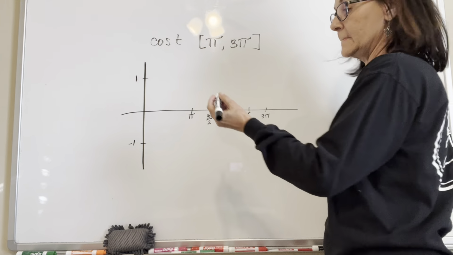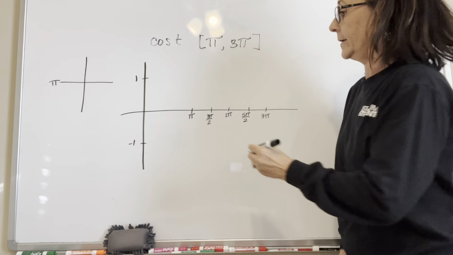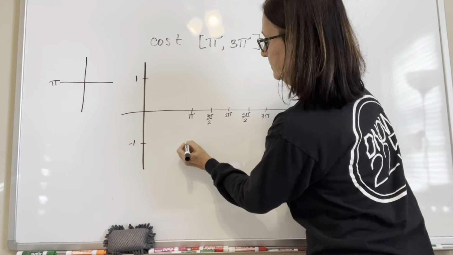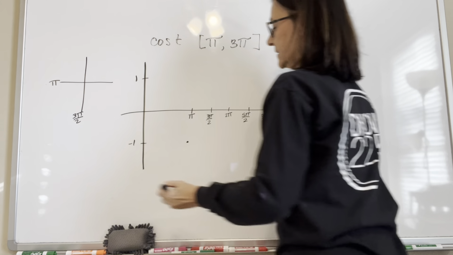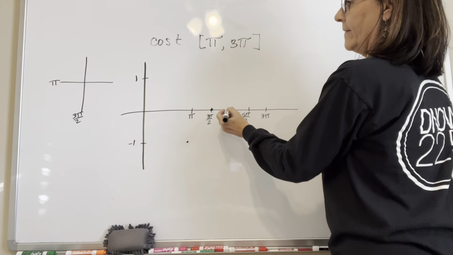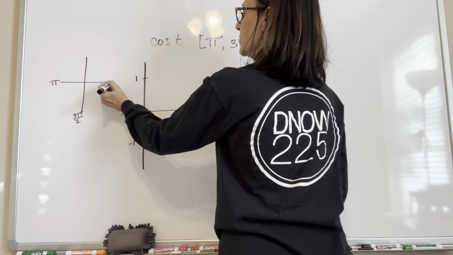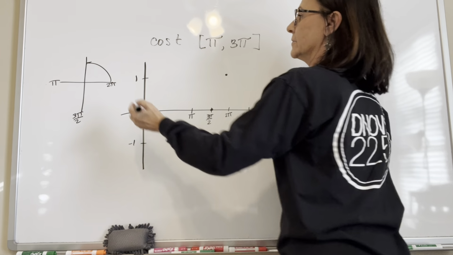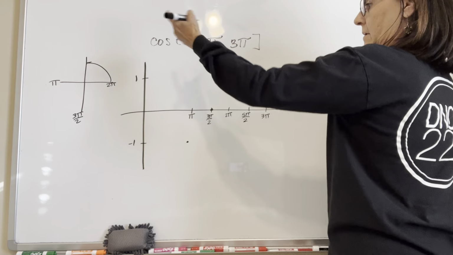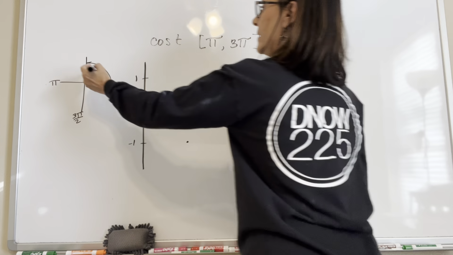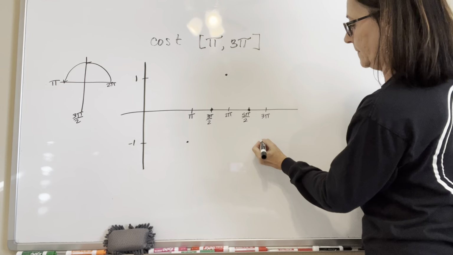At pi, on the unit circle, that's over here. The cosine is -1. We'll go to -1. At 3 pi over 2, that's here. It's 0. And then at 2 pi, it goes back up to 1. So there's 2 pi. Continuing around, this will be 5 pi over 2, like if we're going around and around and around, all right? So then that's 0. And then at 3 pi, that would be coterminal to pi. So it's back to -1.